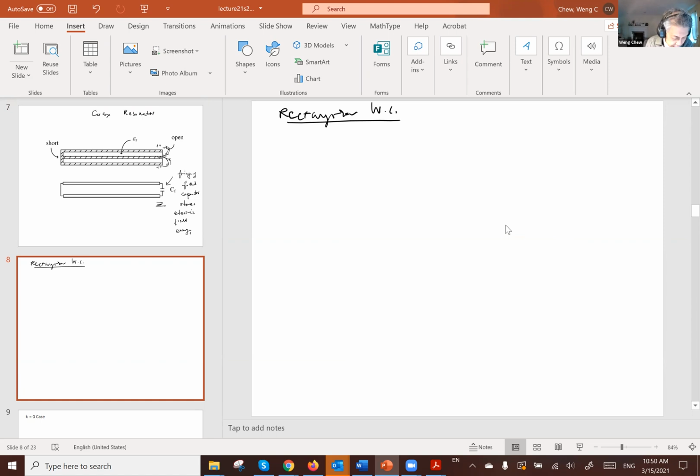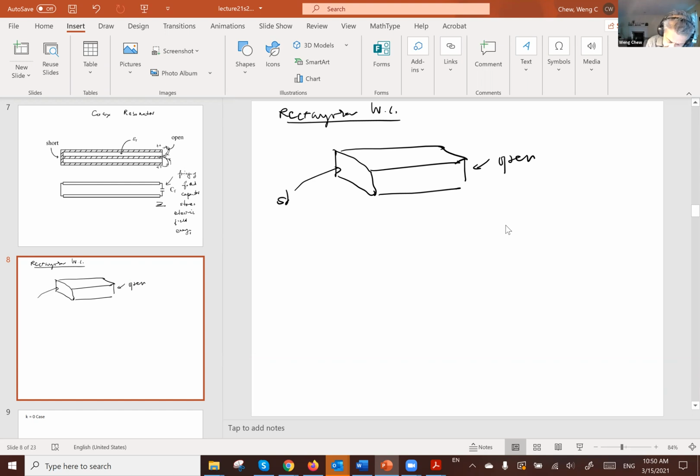A rectangular waveguide will be something like this, for instance. I can let this side be open, and I can put a short here on this side and see if we can have a wave that bounces back and forth in this waveguide, so that this wave would constructively interfere in such a manner that you can have a solution inside this waveguide without an external driving source, okay? So is this possible?